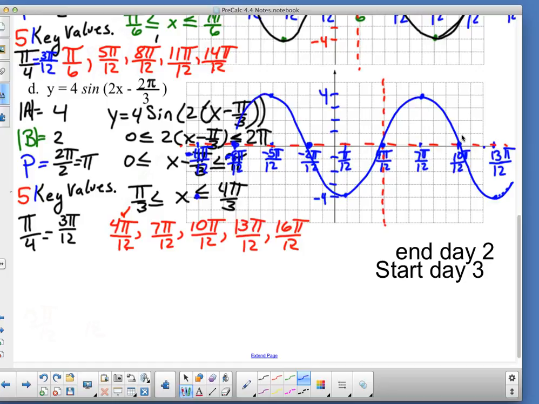As we work through our sine curve and we get there, okay? So that's the end of day 2, and we'll have a start of day 3.